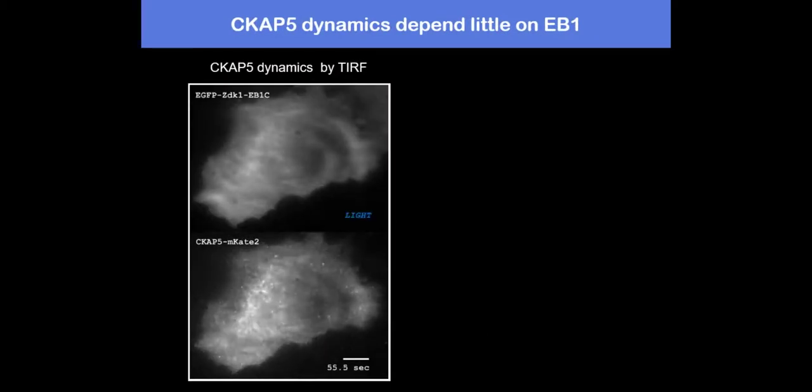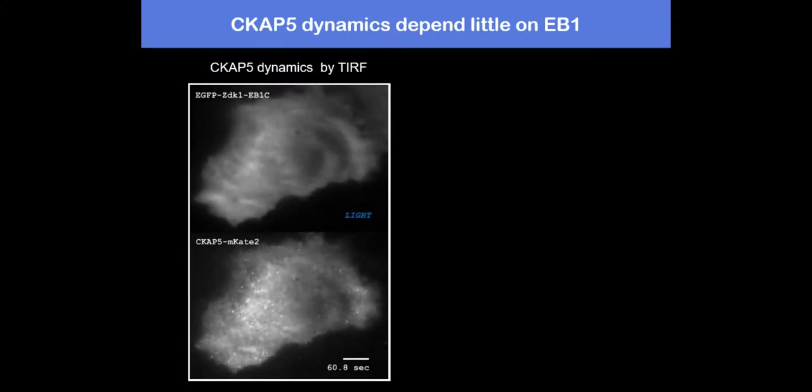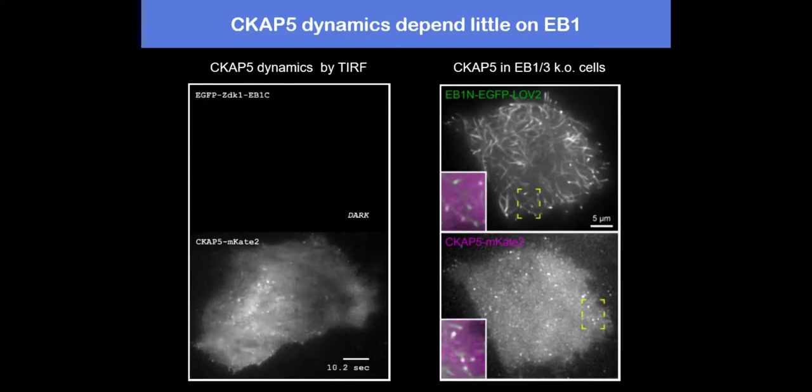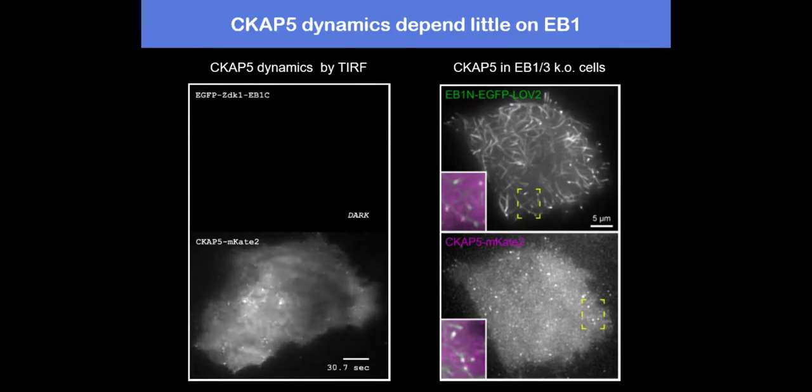However, this experiment shows that in contrast to EB1-dependent plus tips, which dissociate from growing microtubule ends as a result of PI-EB1 photo-dissociation, the dynamics of CLASP5 in cells appear unchanged. This is further supported by our observation that CLASP5 remains on microtubule ends even in cells in which both EB1 and EB3 have been deleted by CRISPR genome editing.